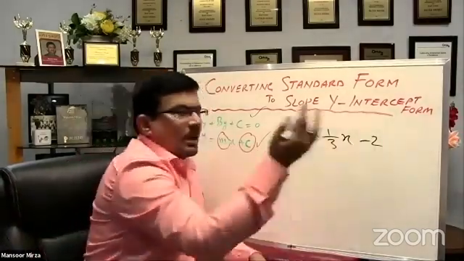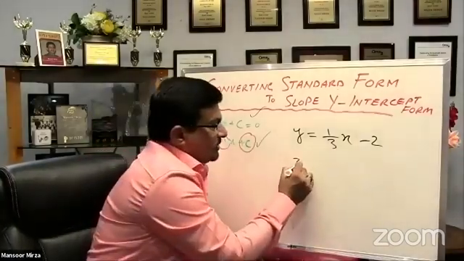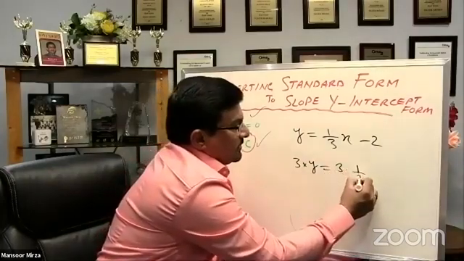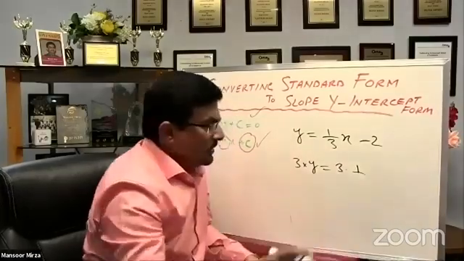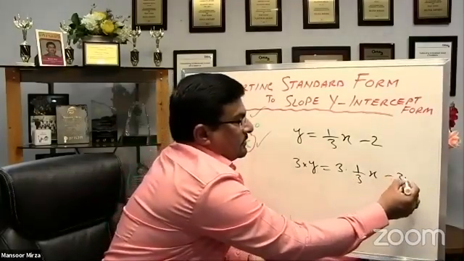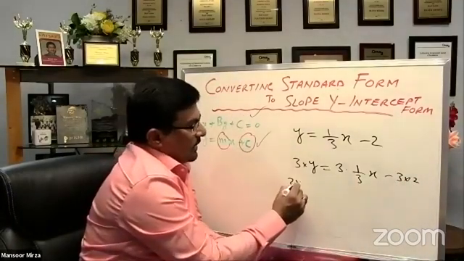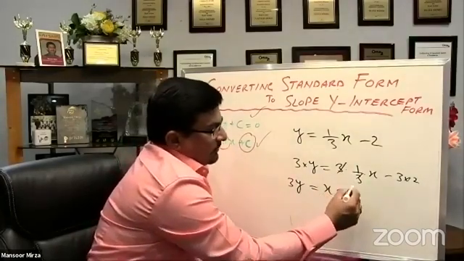I'm going to multiply this whole equation by 3 so that I can get rid of the 3. So that would be 3 into y, 3 into 1/3 x, and then again 3 into this, minus 3 into 2. So I'm left with 3y. That's canceled. I'm left with only x, and I'm left with 6.